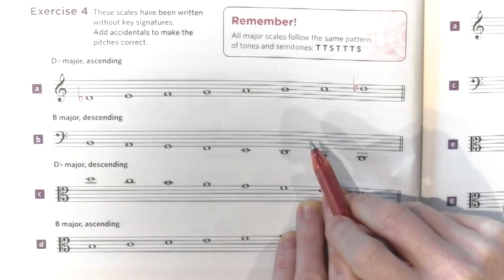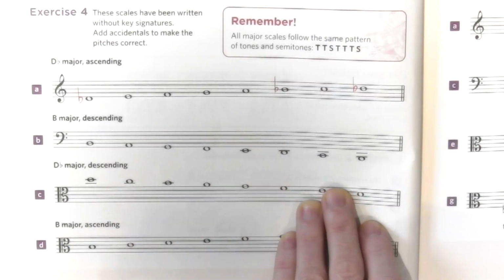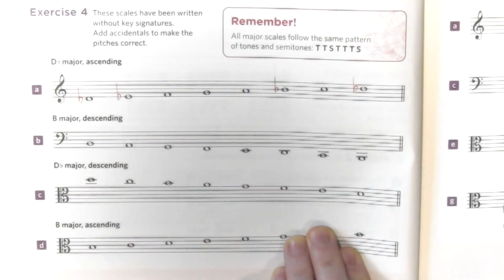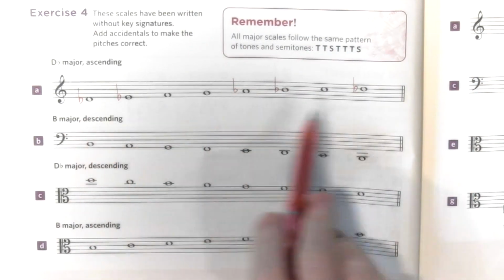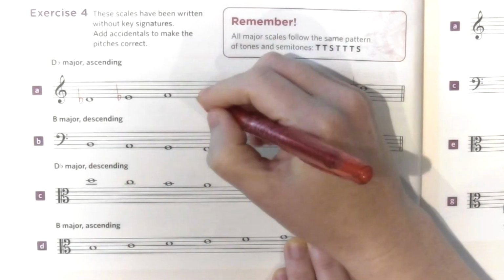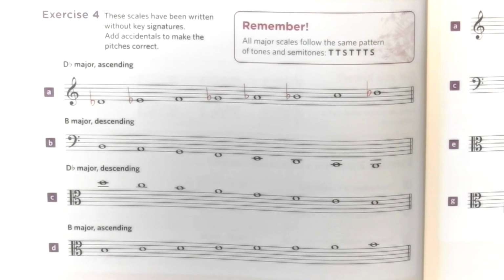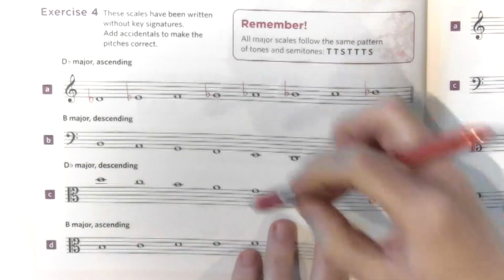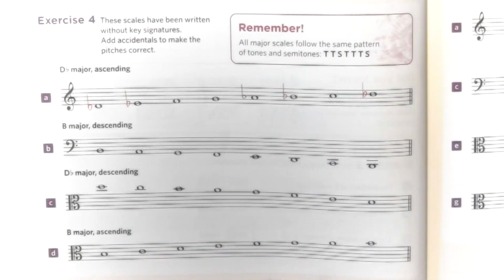We can go in order. Okay, so Si, B flat, Mi, La, Re, we've done it, and Sol. There you go. Easy peasy.